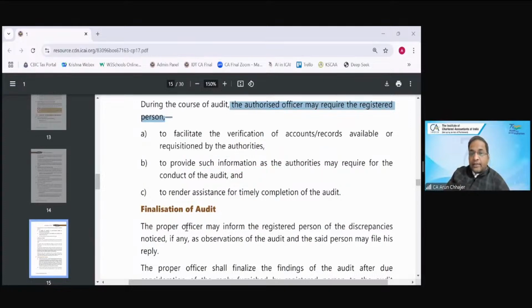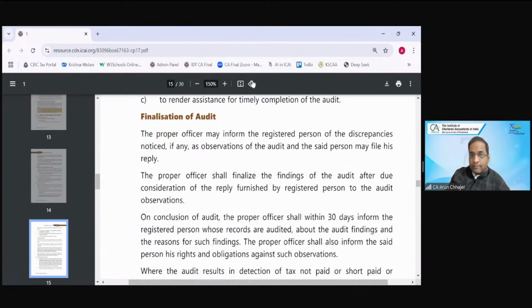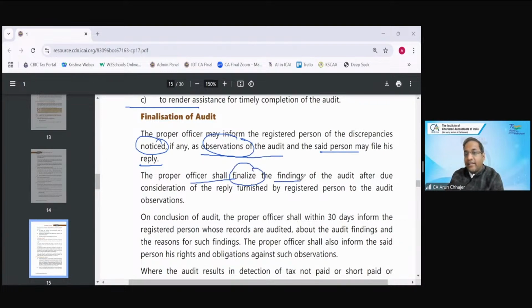Finalization of the audit: the officer may inform the registered person of the discrepancy noticed, if any, as observation of the audit, and the said person may file the reply. So once the audit is completed, they will give the observations to the taxpayer, and then that person will give the reply to those observations. The officer shall finalize the findings of the audit after due consideration of the registered person's reply to the audit observations. On conclusion of the audit, the officer shall, within 30 days, inform the registered person whose records are audited about the audit findings and the reasons for such findings.